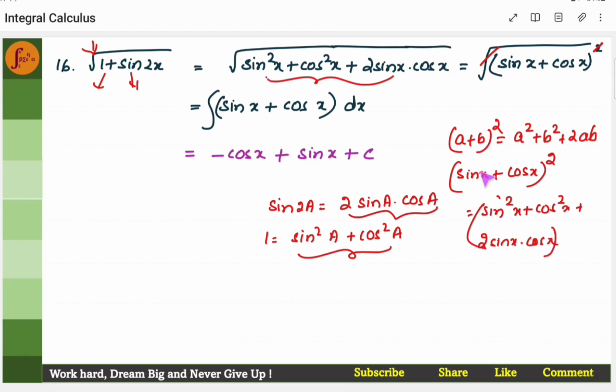So this entire thing can be written as sin x plus cos x the whole square. Square and square root will get cancelled. Then I can find the integral of this separately. Integral of sin x is minus cos x. Integral of cos x is sin x.